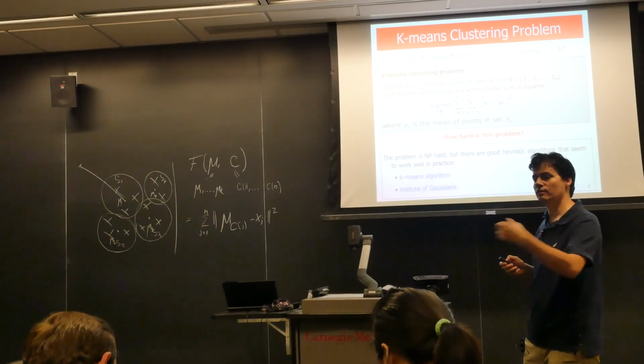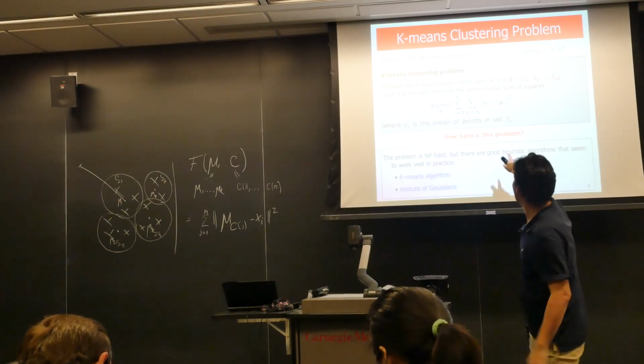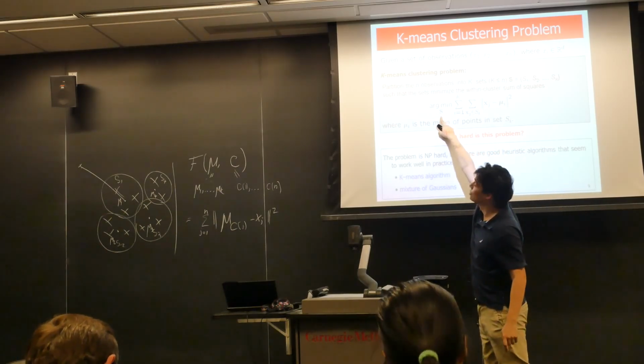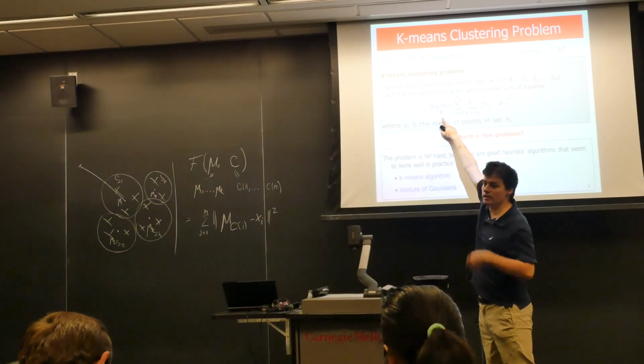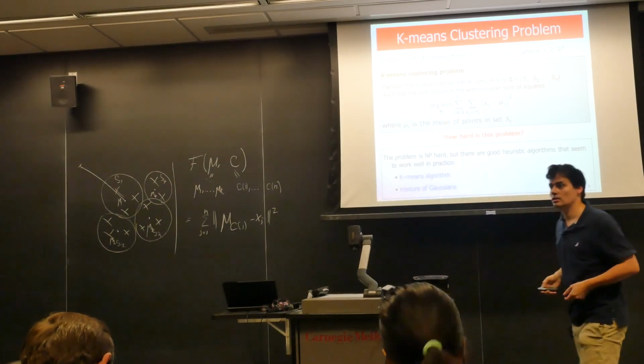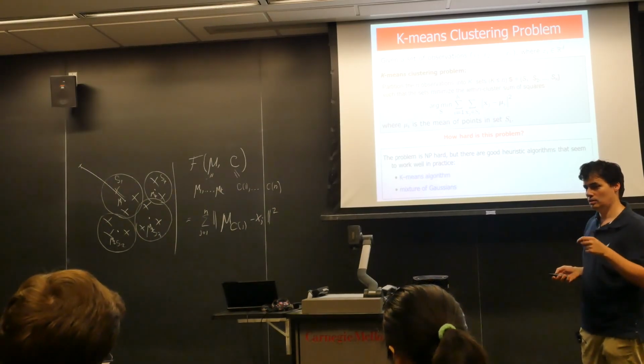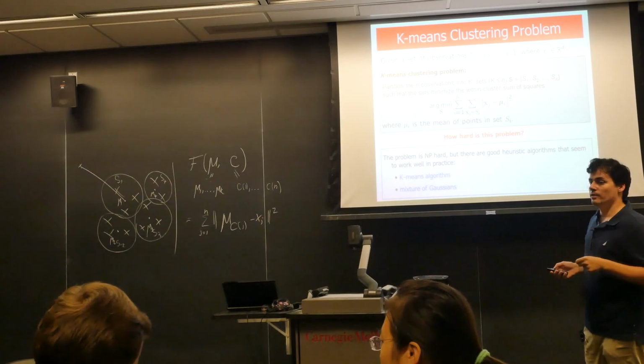What do you mean minimize over functions? What's the space in which you're minimizing that function? I minimize over s. So, for example, I can say I minimize over the allocations, all partitions, which are functions from n to k. And then mu is just read off from whatever c is.